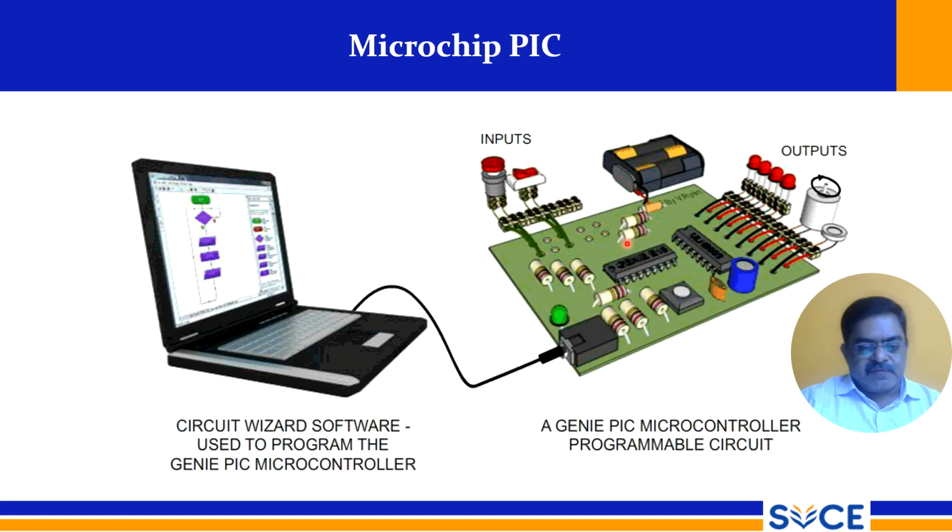Or we can say a simple schematic of a microcontroller and its peripherals. Here you can see the board on which different elements are embedded. Normally inputs, outputs, and we have a battery source and other elements like capacitors and resistors. Many elements are embedded here.